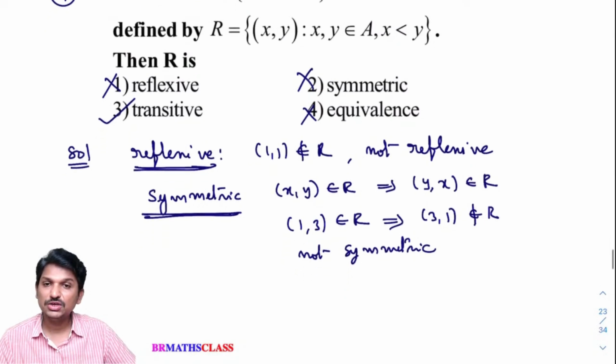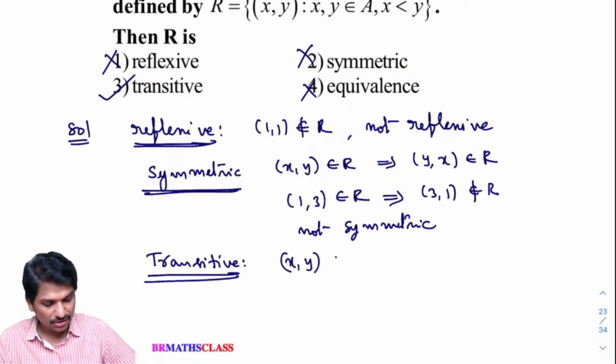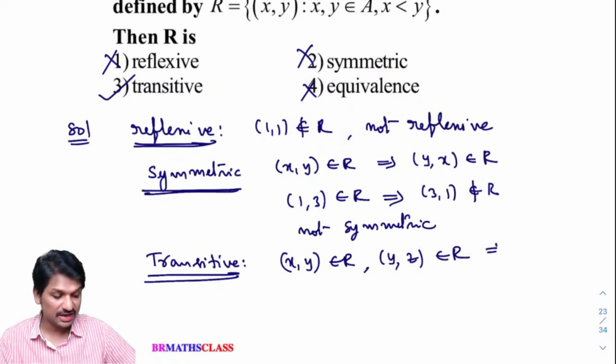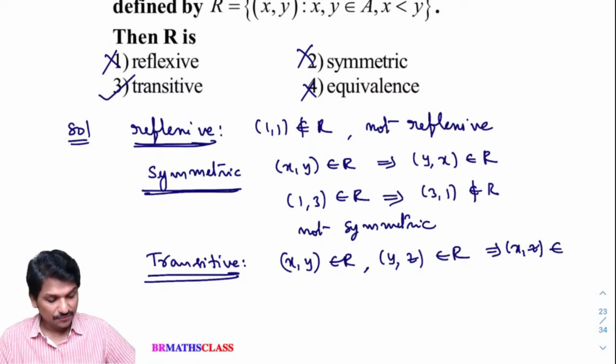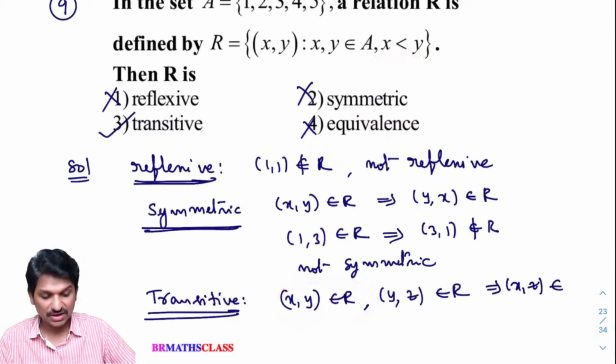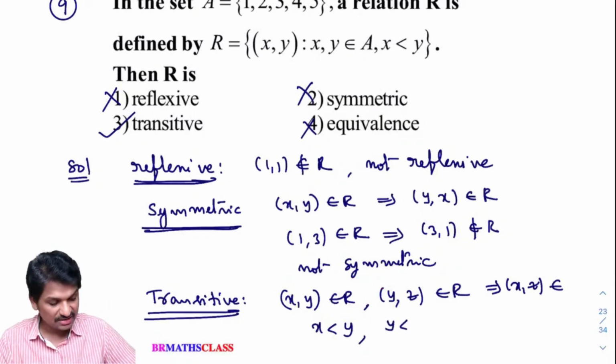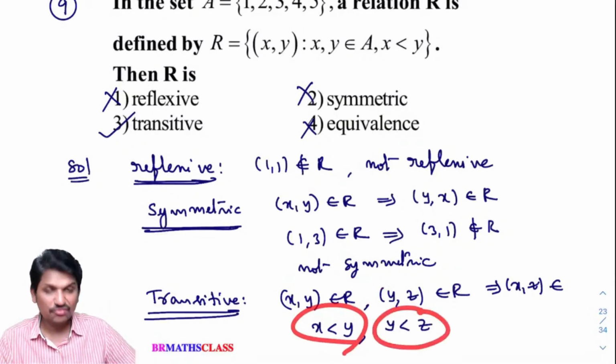If you want to check, you can check the general transitive property for x less than y. You take (x, y) belonging to the relation, and suppose (y, z) also belongs to the relation. Now you need to look whether (x, z) belongs to the relation or not. That is what the transitive property is. (x, y) belongs to R means x is less than y, and (y, z) belongs to R means y is less than z. So x is less than y is less than z. Can I say that x is less than z?